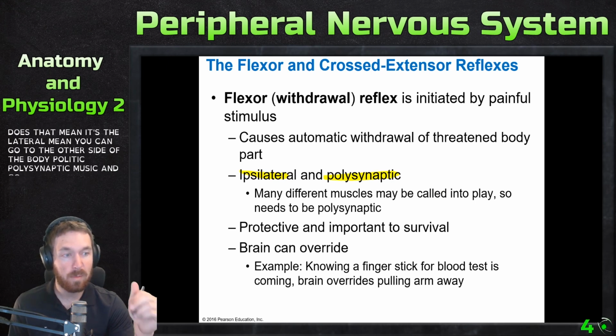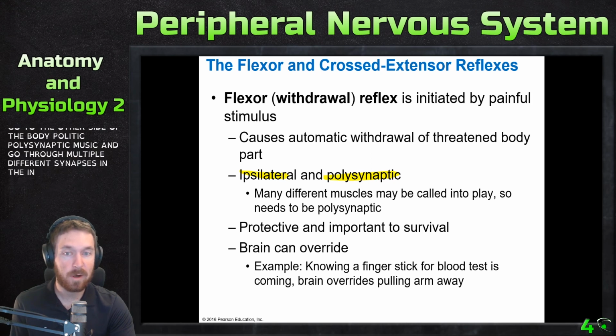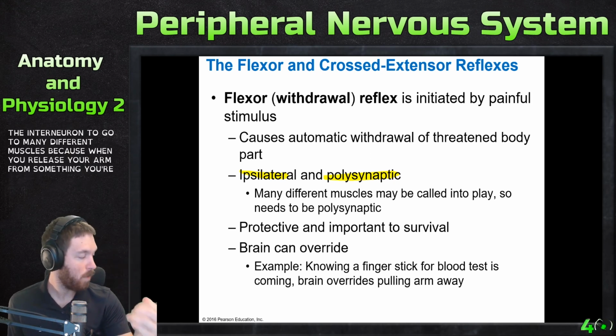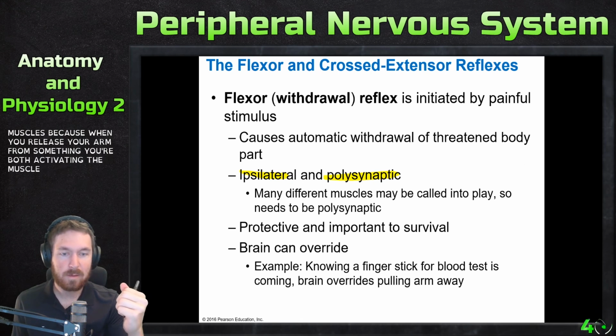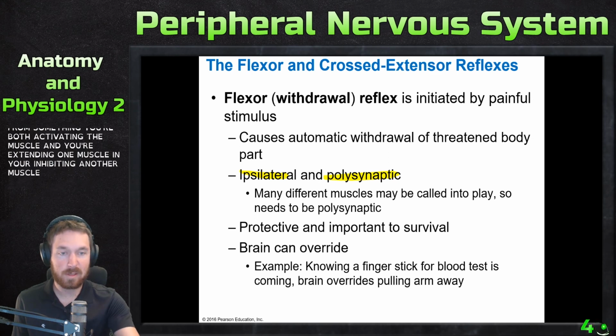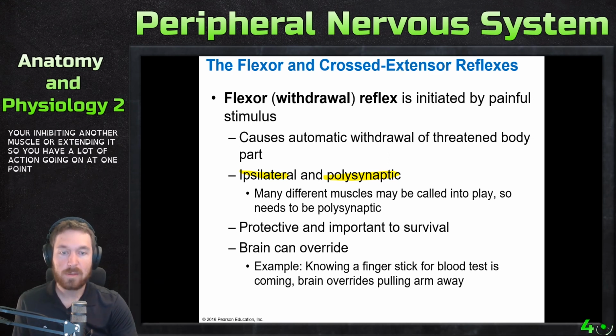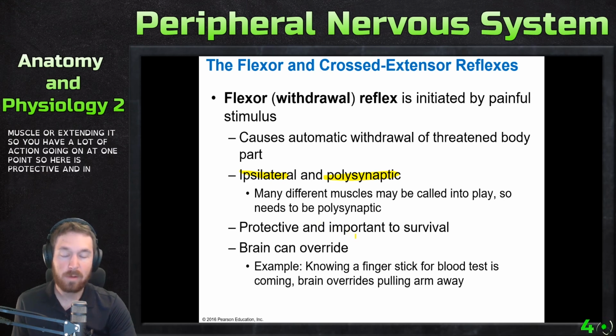Polysynaptic means it can go through multiple different synapses and interneurons and go to many different muscles. Because when you release your arm from something, you're activating one muscle and inhibiting another muscle, or extending it. So you have a lot of action going on at one point. So here is protective and important for survival.